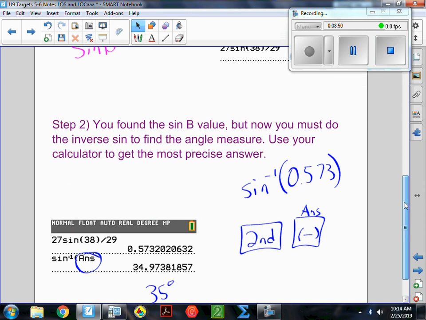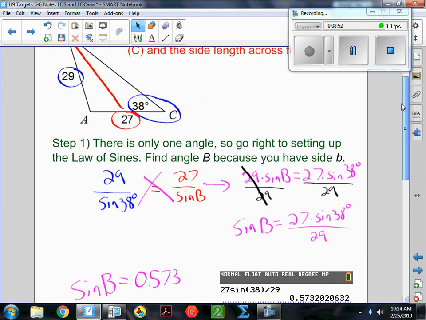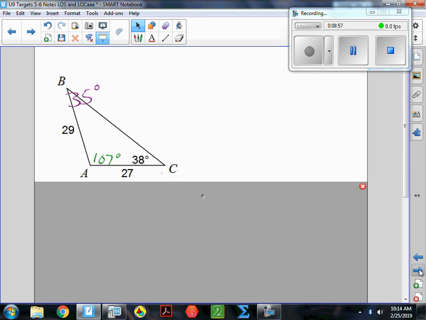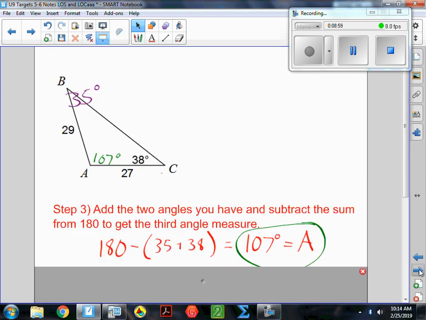So 35 degrees, it did all of that stuff to find angle B. Angle B was 35 degrees. I can then find the 107 pretty quickly by saying once I know two angles of the triangle, I can add them together, 35 plus 38, subtract from 180, and get angle A is 107 degrees.